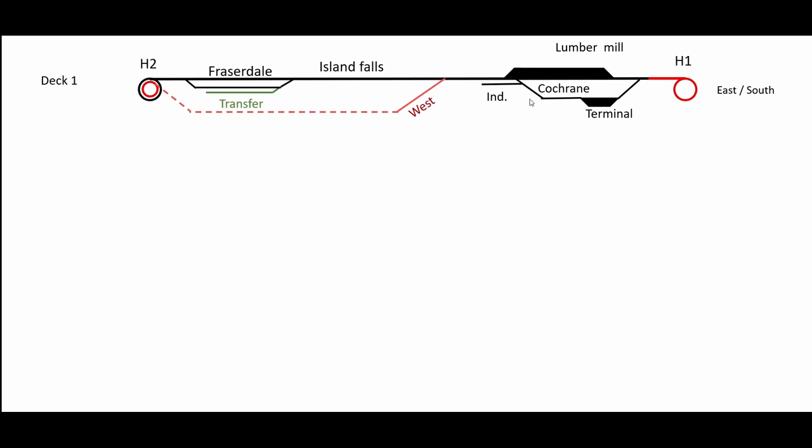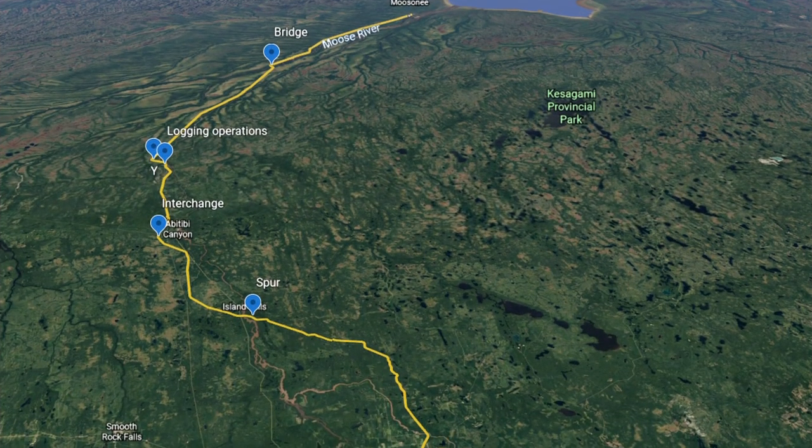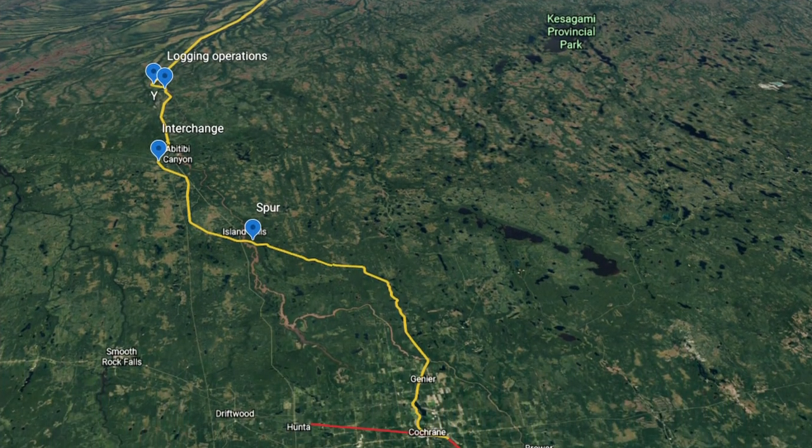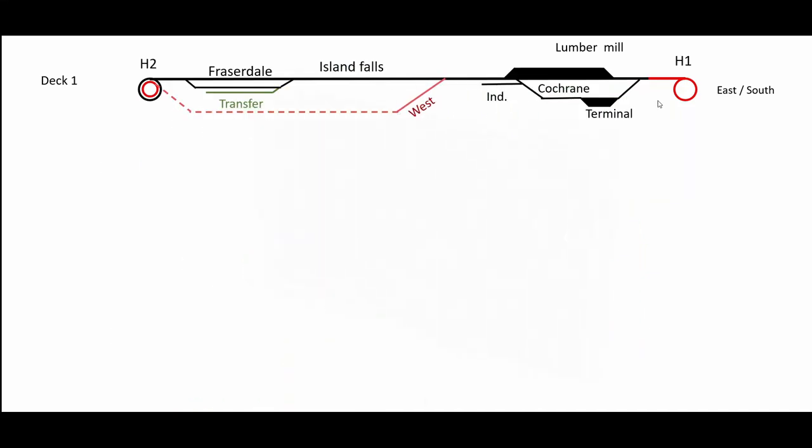Here is deck number one. On the right, we see Cochrane again, and there was one track that leads into this helix on the right. I drew it in red, as red is going to be the mainline trackage and the track that we're not really going to model. Remember, we're modeling the branch line from Cochrane to Moosonee and not the main line that's in red. So it's on the right, and then here on the left, it disappears in on the left.